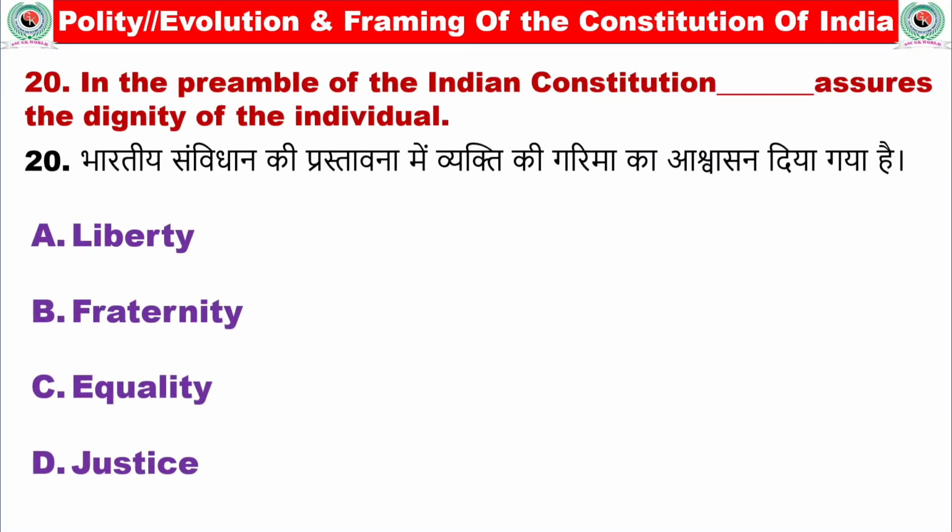Next, in the preamble of the Indian Constitution, dash assures the dignity of the individual. The correct answer is option B, fraternity.